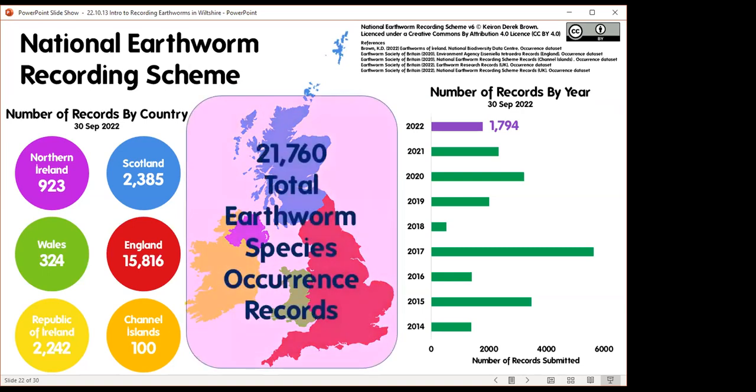In total now, though, we've got 21,760 earthworm species occurrence records, or at least we did when I did this. I've accepted more records on iRecord since then, and they just haven't been added to the database yet. They haven't been downloaded yet. So it's growing all the time. And to give you context, some of the big earthworm research projects like that 2009 paper and a Natural England report, we're dealing with between 3,000 and 7,000 records. So we've got more data than we've ever had, and we've made huge leaps and bounds in the data we've got.